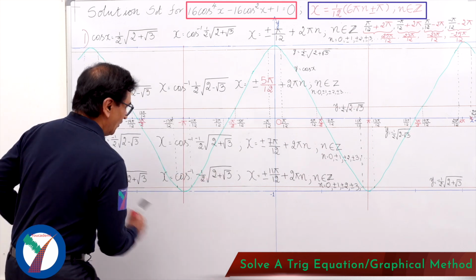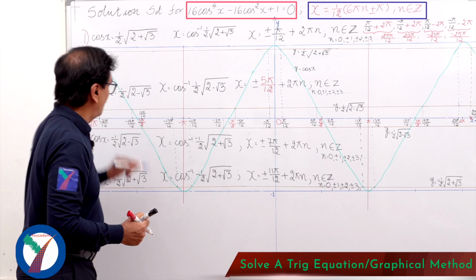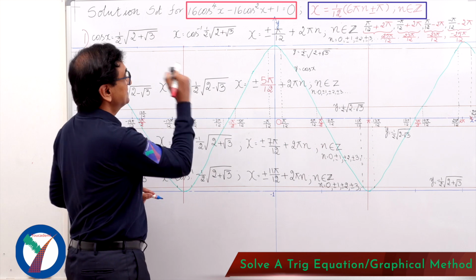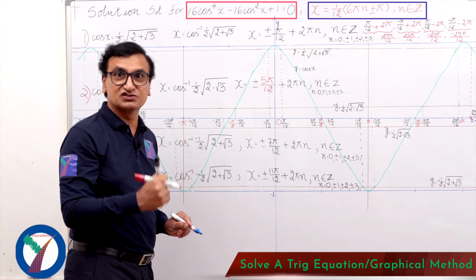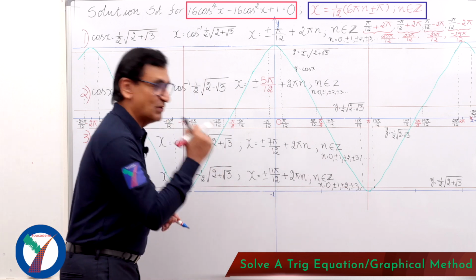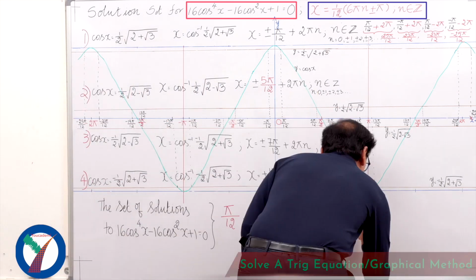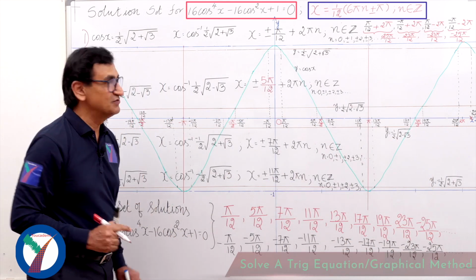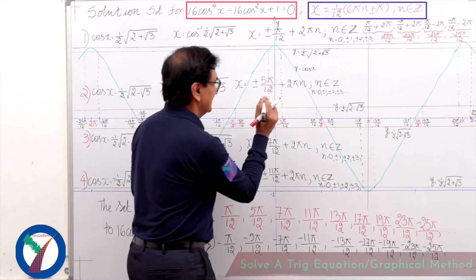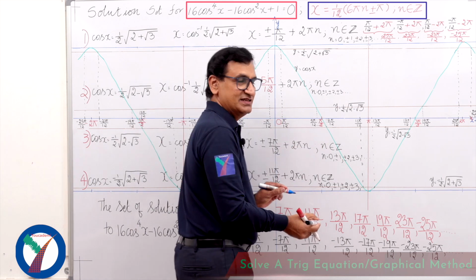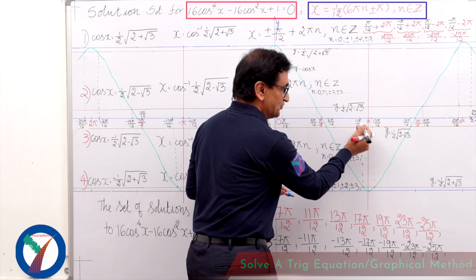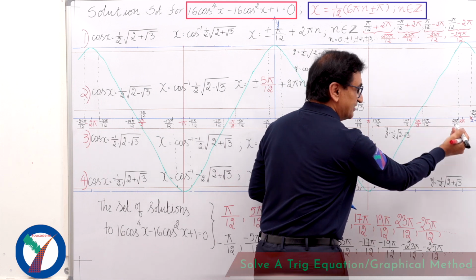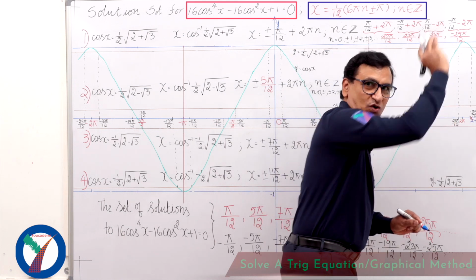If I combine all the solutions which I have written here for these 4 roots, we will have the general solutions to our trigonometric equation 16 cos^4 x minus 16 cos^2 x plus 1 equals 0. Let me list them out. Okay, so the general solution for our polynomial are pi by 12, 5 pi by 12, 7 pi by 12, 11 pi by 12, 13 pi by 12, 17 pi by 12, 19 pi by 12, 23 pi by 12, 25 pi by 12, and so on.